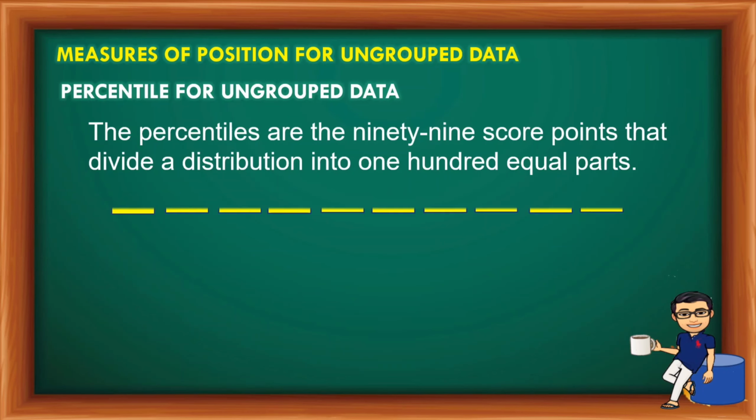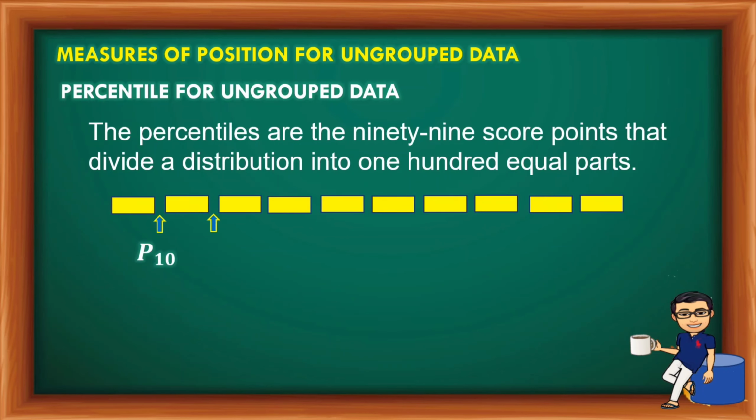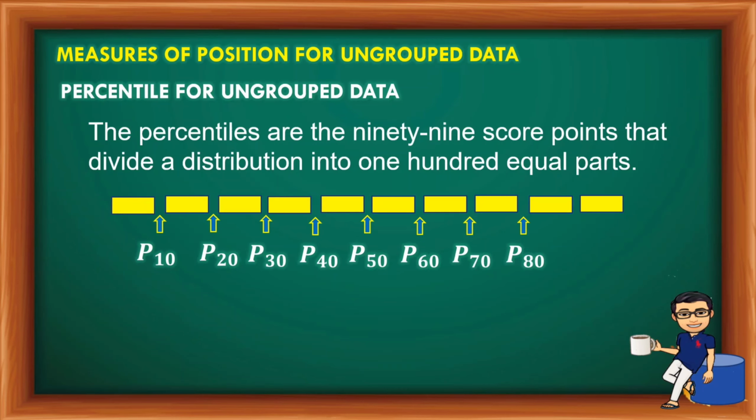Let us study this diagram. So, this is just a representation of the percentile. Mapapansin nyo, hindi naman siya hinati sa 100 equal parts, pero gusto kong i-emphasize that bago ang percentile 10, may percentile 1, percentile 2, percentile 3, percentile 4, percentile 5, percentile 6, percentile 7, percentile 8, percentile 9. That means to say, same way in between percentile 10 and percentile 20, may mga percentile tayo dito.